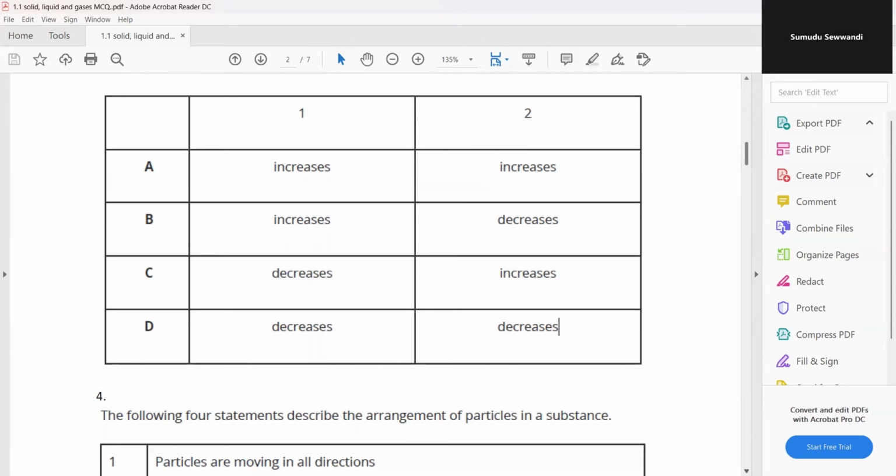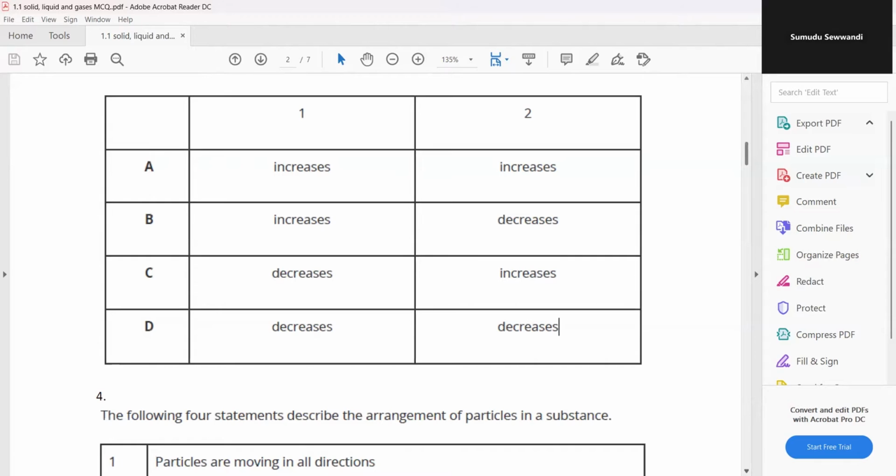Gap 1. Temperature and volume. When the temperature of a gas increases, the particles gain kinetic energy and move faster. This causes them to collide with the walls of the balloon more frequently and with greater force, resulting in an increase in volume.